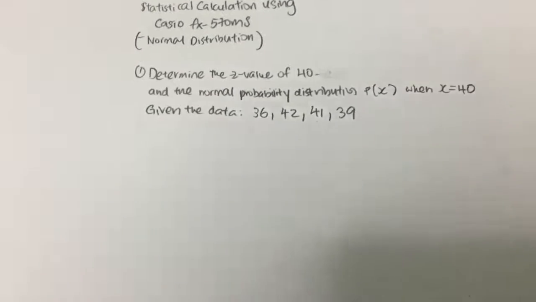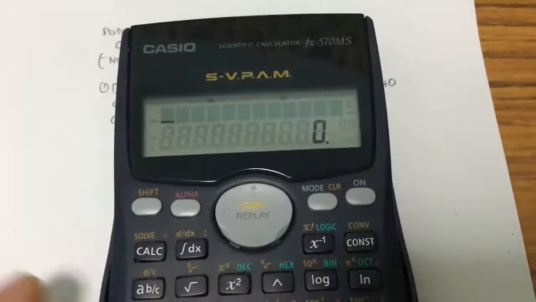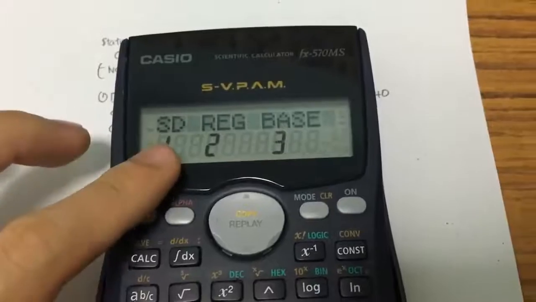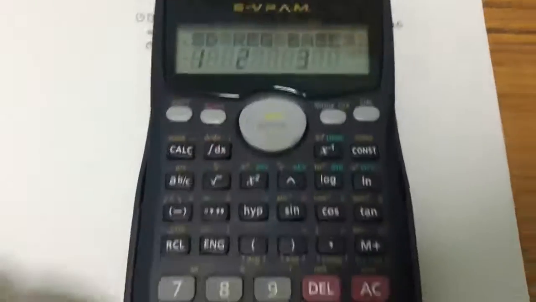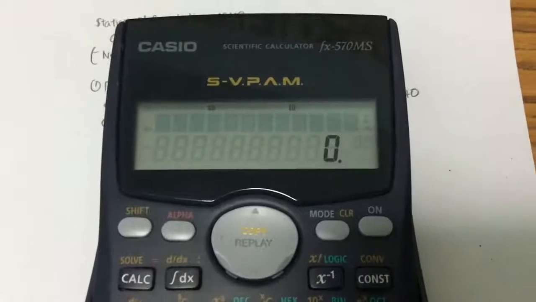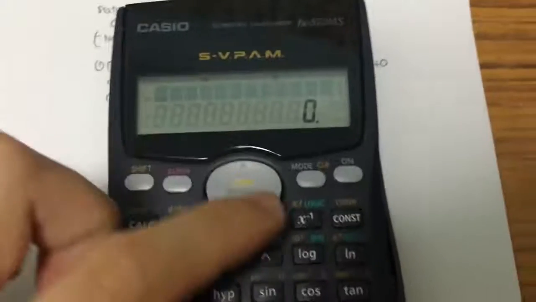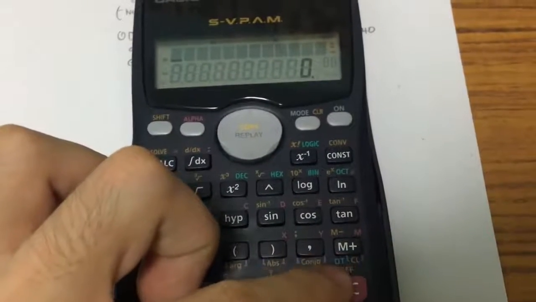So first thing, in your calculator, what you have to do is press mode, and then press mode again, and then press SD, which is number one. Just press number one. After you press number one, the calculator is in the standard deviation mode. When it is in the standard deviation mode, this M plus down here will work as DT.